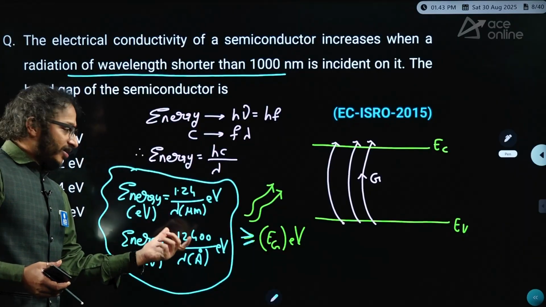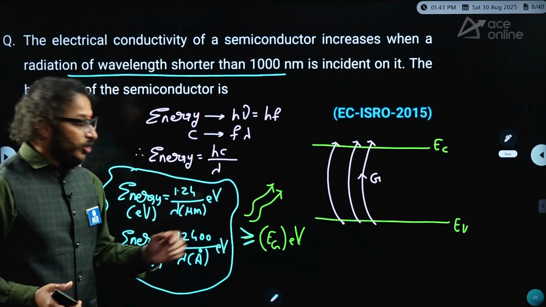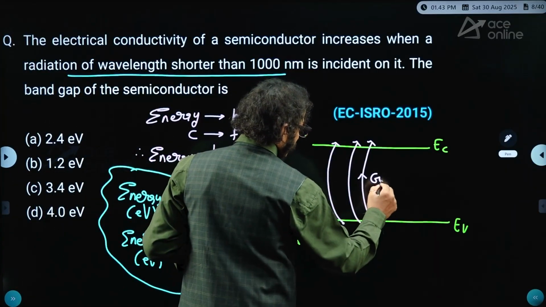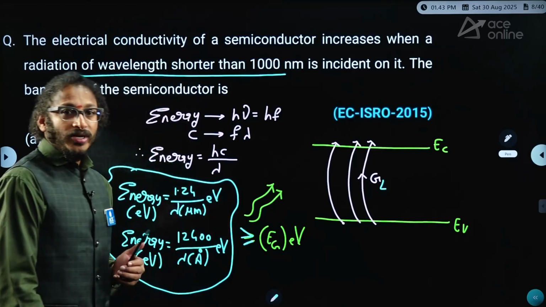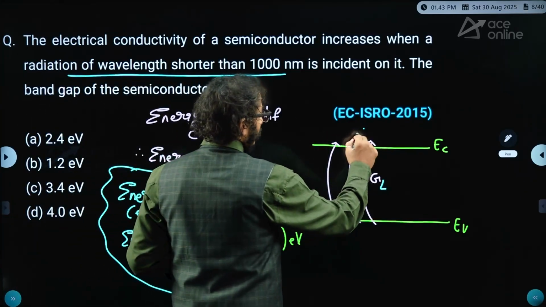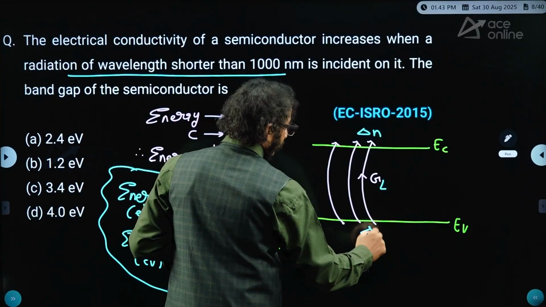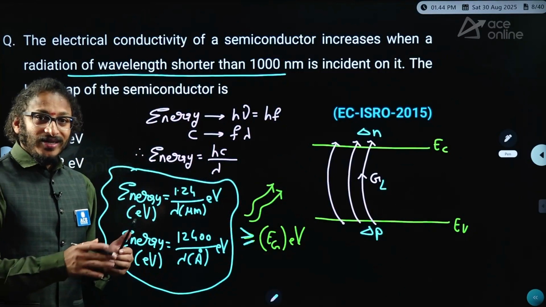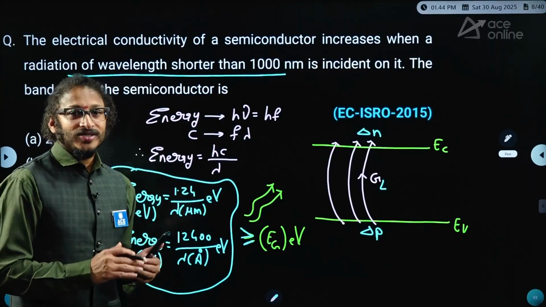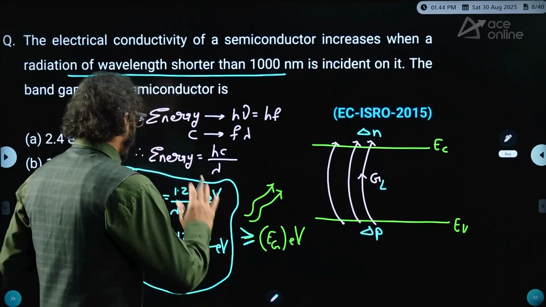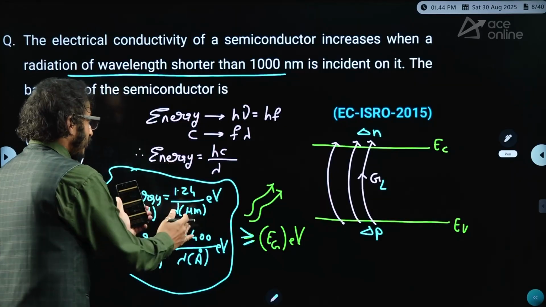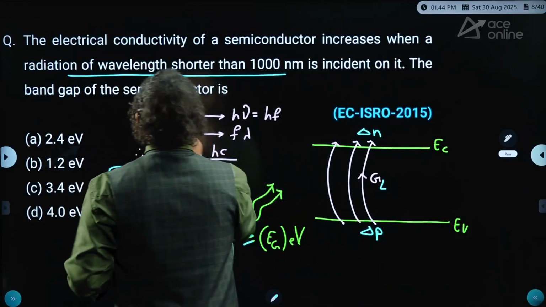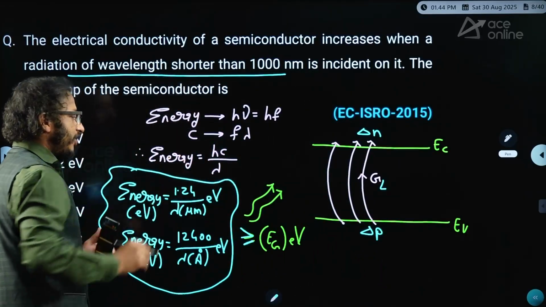If this energy is greater than or at least equal to the energy gap, then you could experience electron hole pair generation. In that context, it is GL, the generation rate due to light, and these generated carriers are considered excess carriers, delta N and delta P, because due to light there is excess concentration of carriers. And it is an open secret, delta N is always equal to delta P because of charge neutrality, right? Now the examiner has given 1000 nanometers and is asking what the band gap is. From here, I can easily measure the band gap.